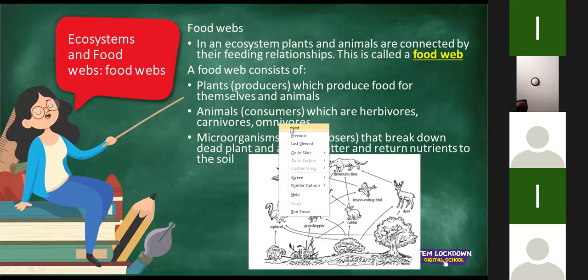Someone actually said that they did not even learn this in term 1, which is a bit unfortunate. So which means in the next lesson we will learn a bit more about ecosystems and food webs, so that you can get a deeper understanding of what it is.